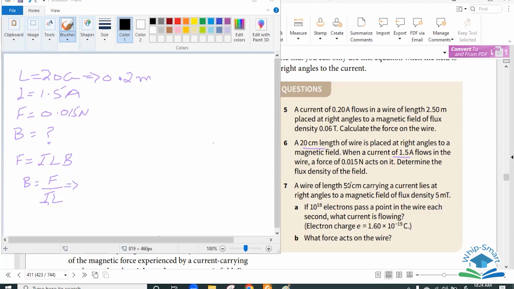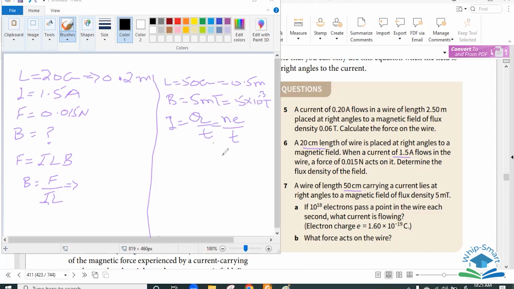The next question says a wire of length 50 centimeter carrying a current lies at right angle to a magnetic field of flux density 5 millitesla. This will equal to 0.5 meters, and also the Tesla will be equal to 5 into 10 power minus 3 Tesla. Part A says if 10 power 18 electrons pass a point in the wire each second, what is the current flowing? So we will use the formula I is equal to Q upon T, which is equal to NE upon T.